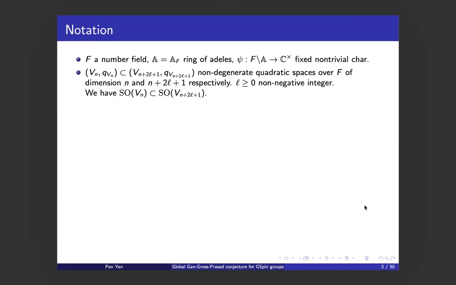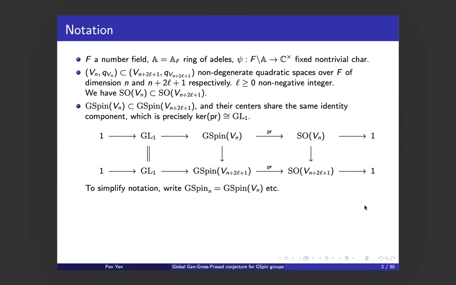So we have a pair of quadratic spaces over F, V_n and V_{n+2l+1}, of dimension n and dimension n plus 2l plus 1. Here V_n is embedded in V_{n+2l+1}, where l is a non-negative integer and n is a positive integer. So we have the embedding of their associated special orthogonal groups: SO(V_n) is embedded in SO(V_{n+2l+1}).